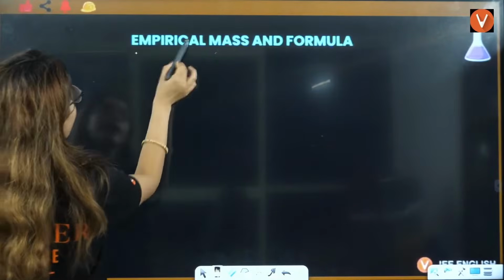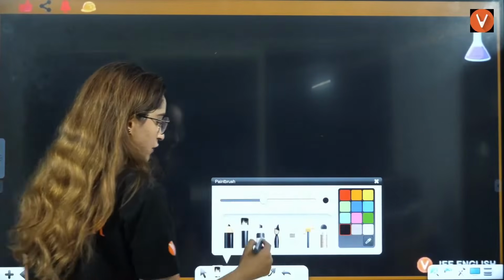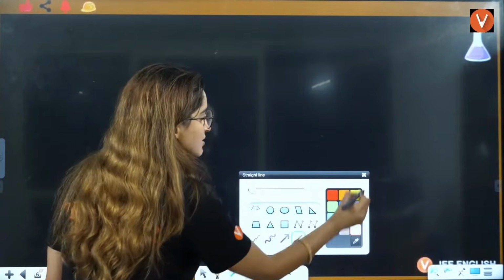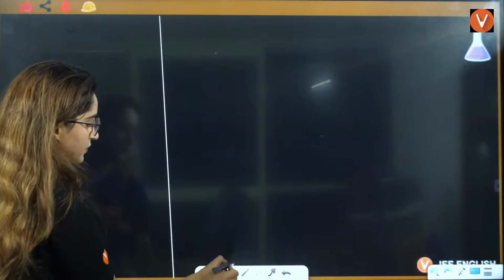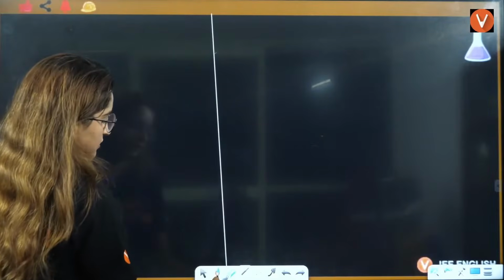Now I'll define something here. I'll give you a flow chart. Firstly, I'll give you two formulas here, then we will learn the flow chart, okay? Two formulas are very important. I'll just write them here.